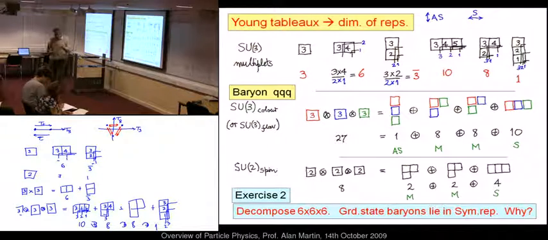You would have thought that when you interchange 2 quarks, baryons are made of spin-a-half quarks, interchange 2 spin-a-half quarks, you'd have been in the antisymmetric representation. Why are they in the symmetric representation?